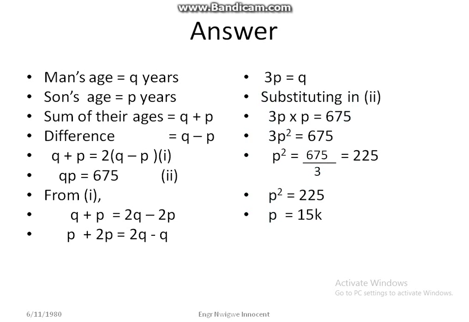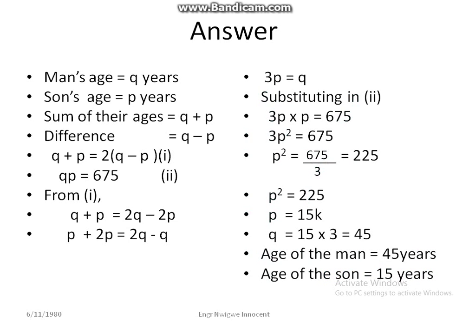We now have 15. Therefore, replacing p with 15, we now have our Q to be 15 times 3, which is 45. Age of the man is 45 years. Age of the son is 15 years.